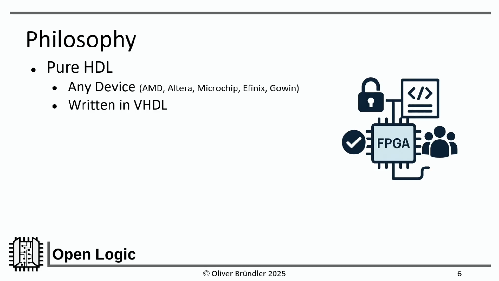OpenLogic is written in VHDL, but there is a clear commitment to make it usable from Verilog. This means on all interfaces, only types are used that are also accessible from Verilog. For all the tools listed here, there are Verilog examples available. So even if you are a Verilogger, you can use it.